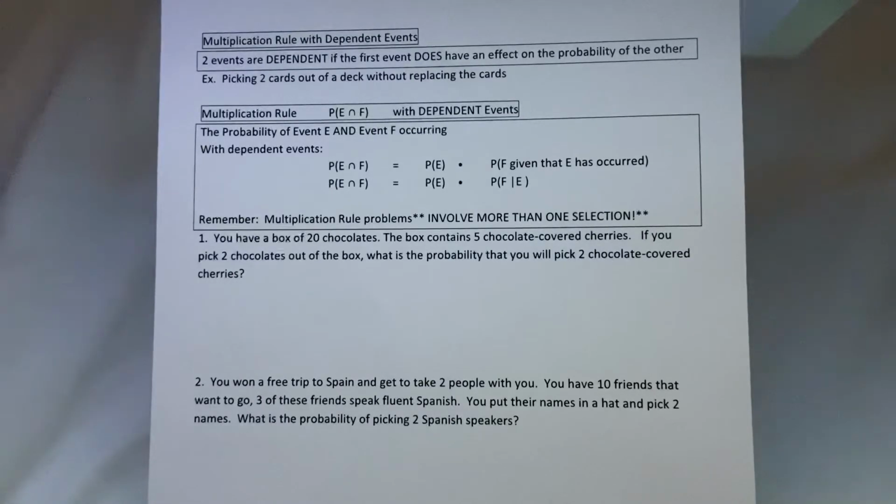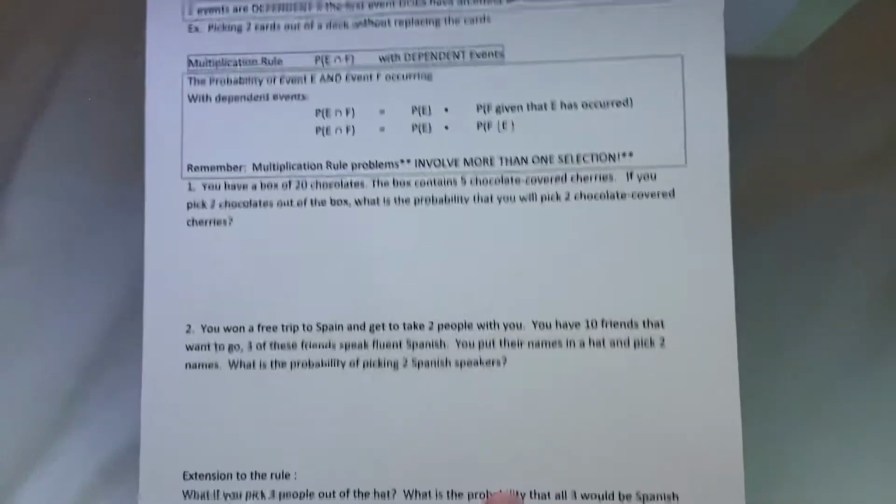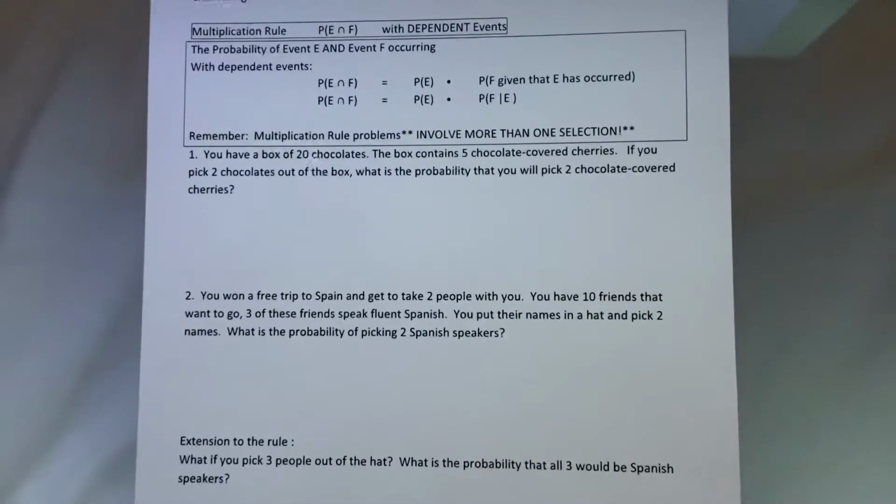And we'll look at this. The multiplication rule problems still always are more than one selection. So you have a box of 20 chocolates, 5 chocolate covered cherries. If you pick 2 chocolates out of the box, what is the probability you pick 2 chocolate covered cherries? So this often has to do with not replacing something when you're pulling something out of a hole.